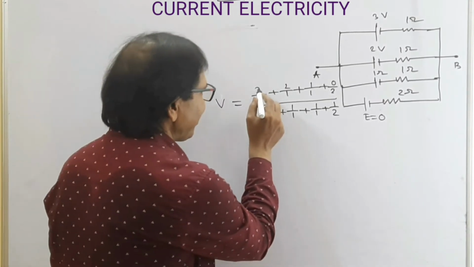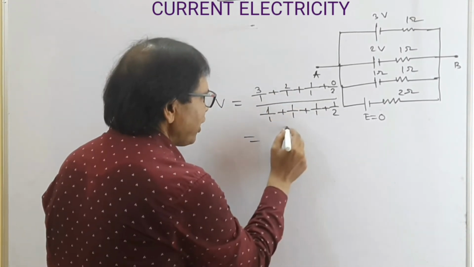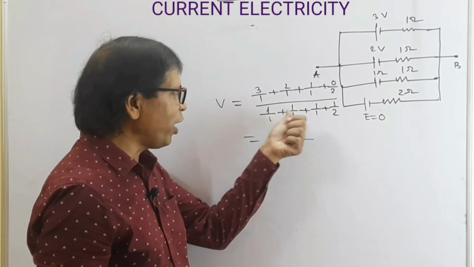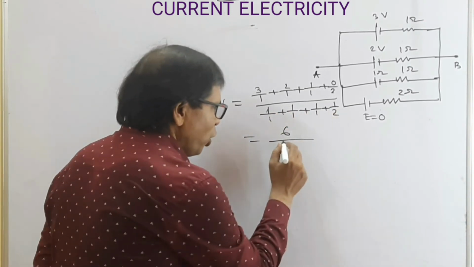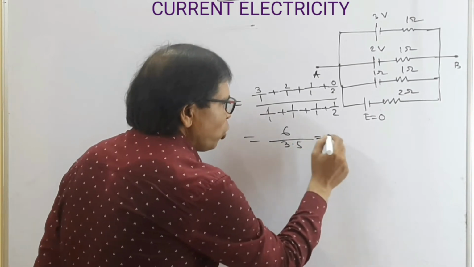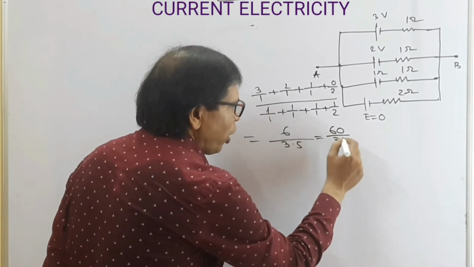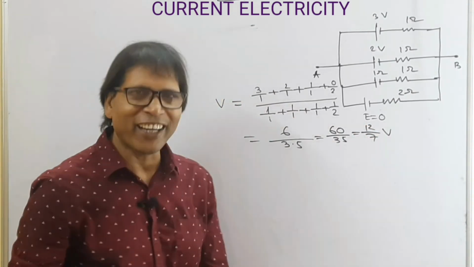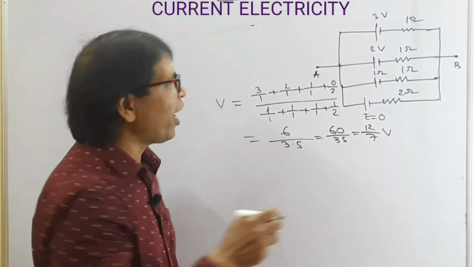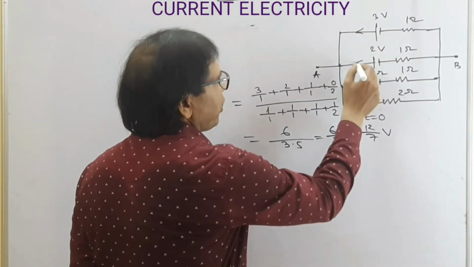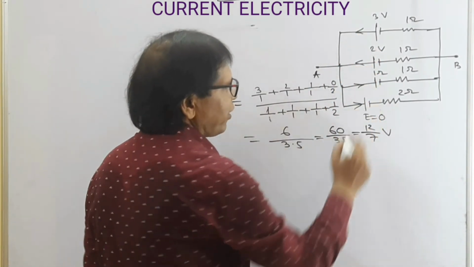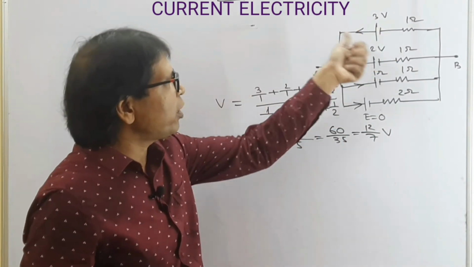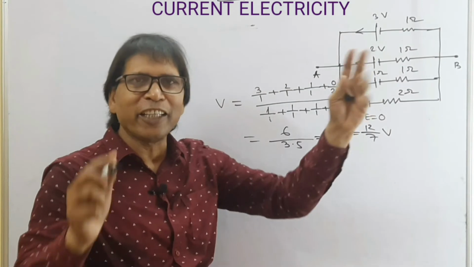Now this is 3 to 1, so this is the 6 and this is the 3, this is 1 plus 1 plus 0.5, so this is 3.5. So 60 by 3.5, this is 12 by 7 volt. Now what will be the current through this and this? As current flows through this, EMF E is greater than V.